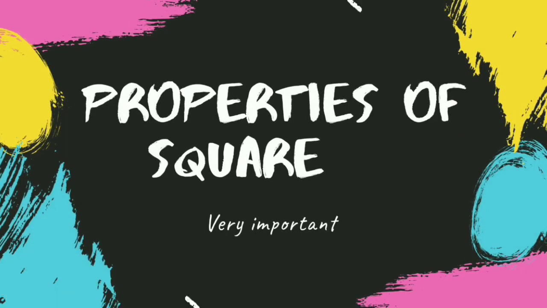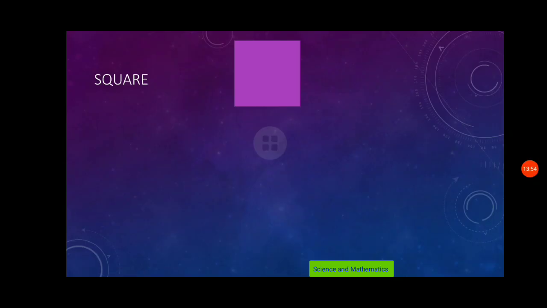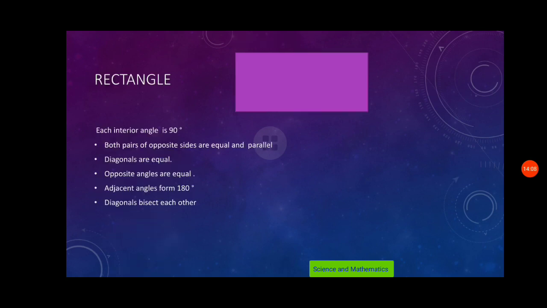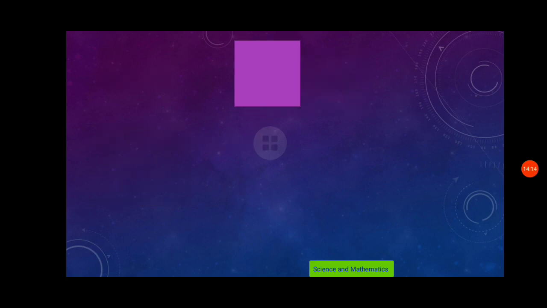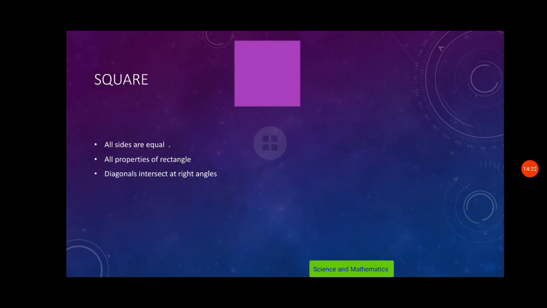That is the square. In a square we all know that all sides are equal. It is a basic property. Here all sides are equal and all properties of the rectangle are included. You can check the properties of the rectangle, or else I am showing you, that all the properties of the rectangle are included in the square, as well as here the diagonals intersect at right angles, and the diagonals also bisect the opposite angles.